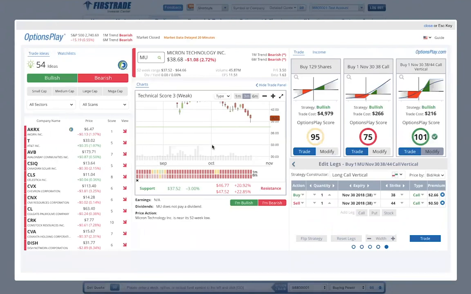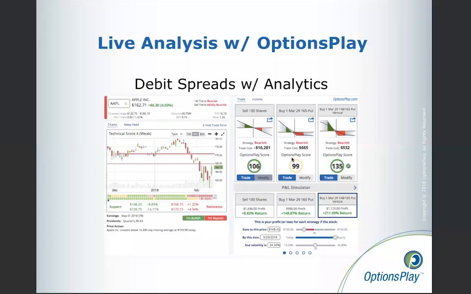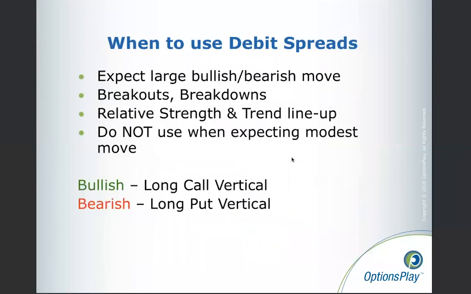I think the question is, when do you use a put vertical and when do you use a call vertical? That's very, very simple. You want to use a call vertical when you're bullish, and you want to use a put vertical when you are bearish on the stock.